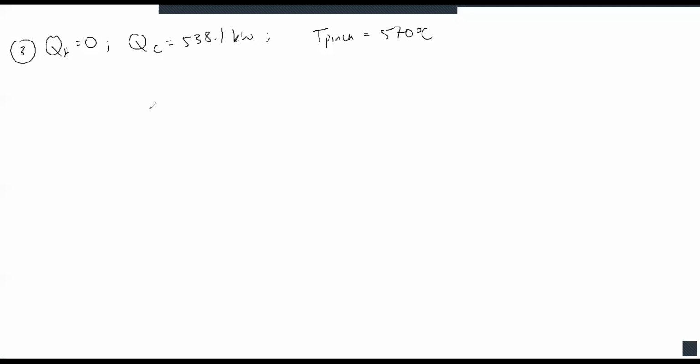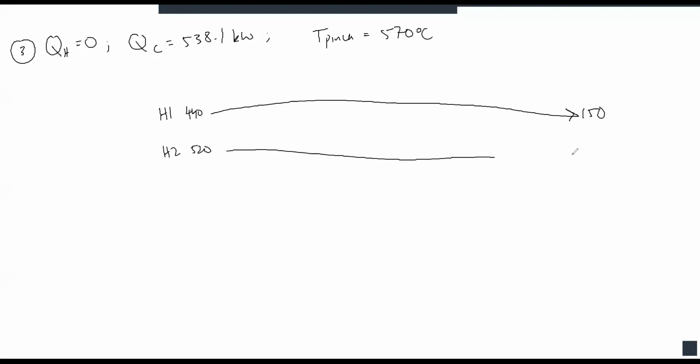Let's sketch our streams. So again, I have H1 going from 440 all the way to 150. We had H2, which goes from 520 all the way to 300. H3 was from 390 to 150.